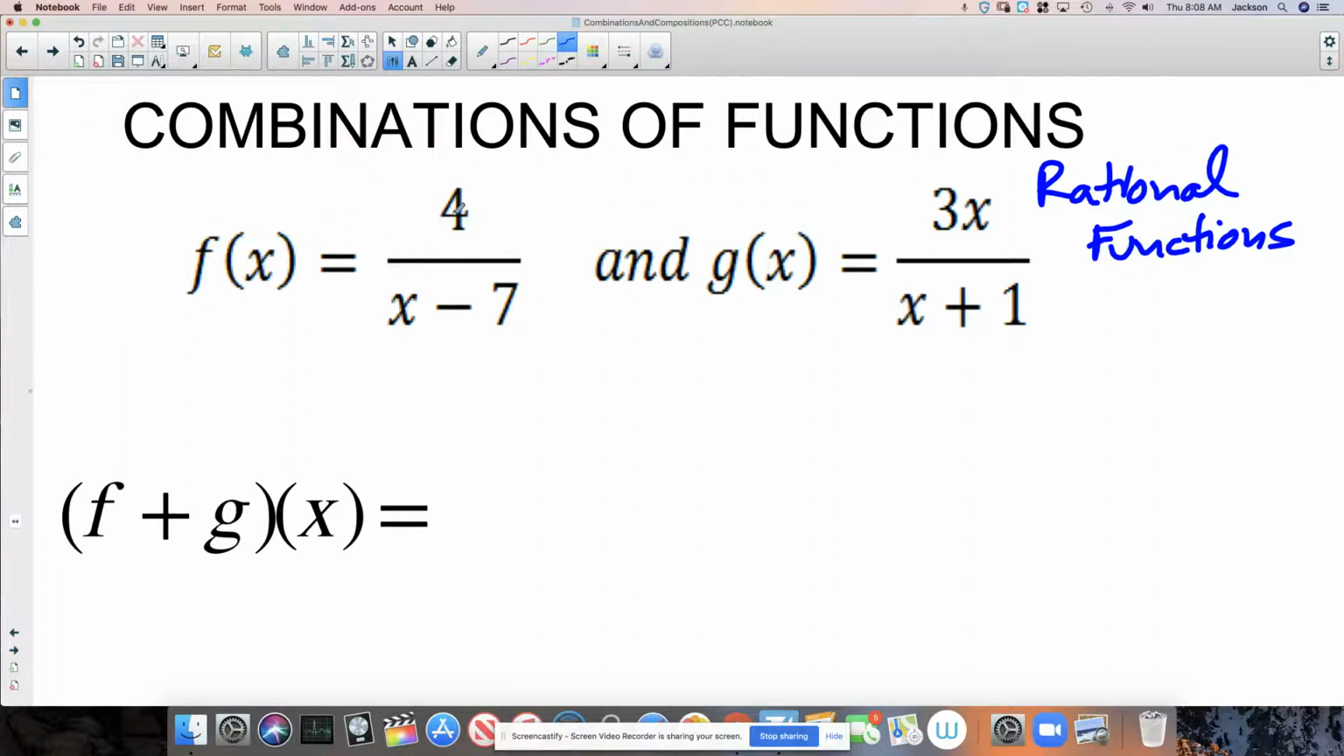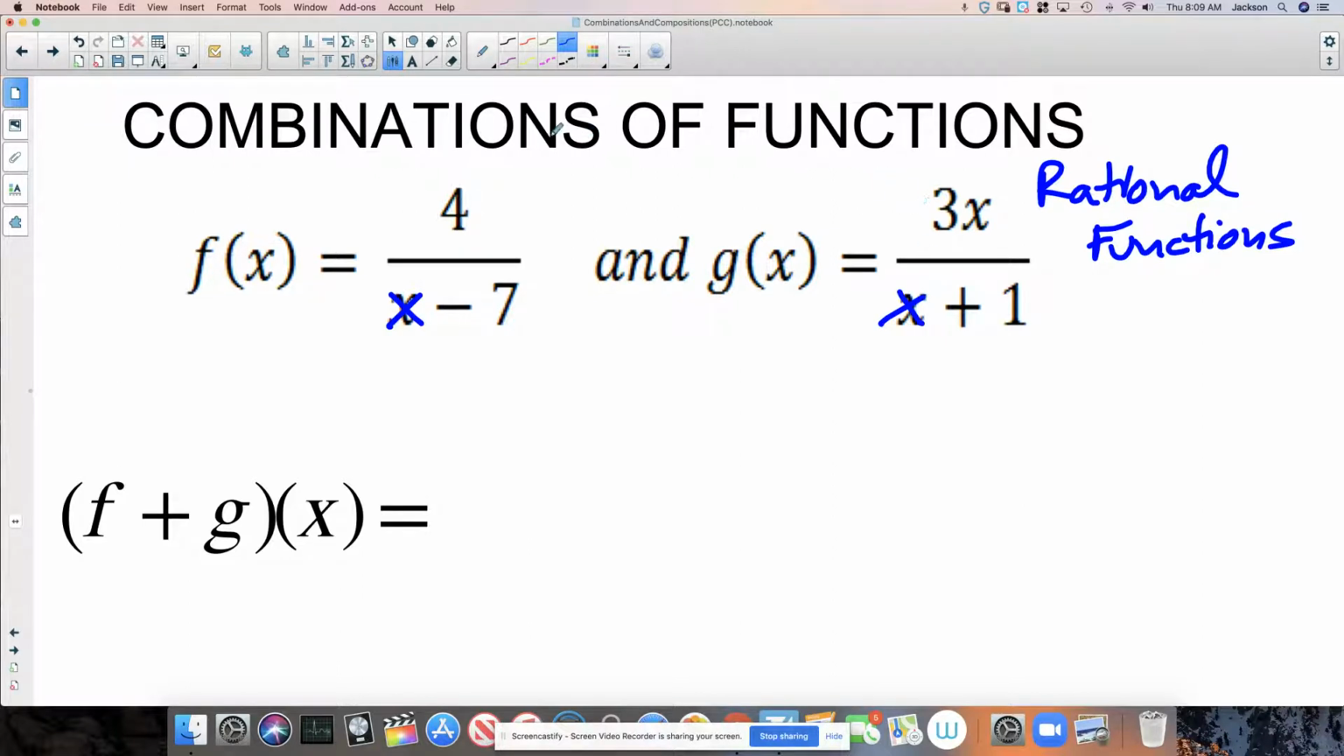It's not that it has a fraction in it; it's that the function itself is a fraction, and in that fraction, we have variables in the denominator. This one happens to have one in the numerator as well, but we're really looking at variables that are in the denominator, values of x down here. That's what makes these rational.